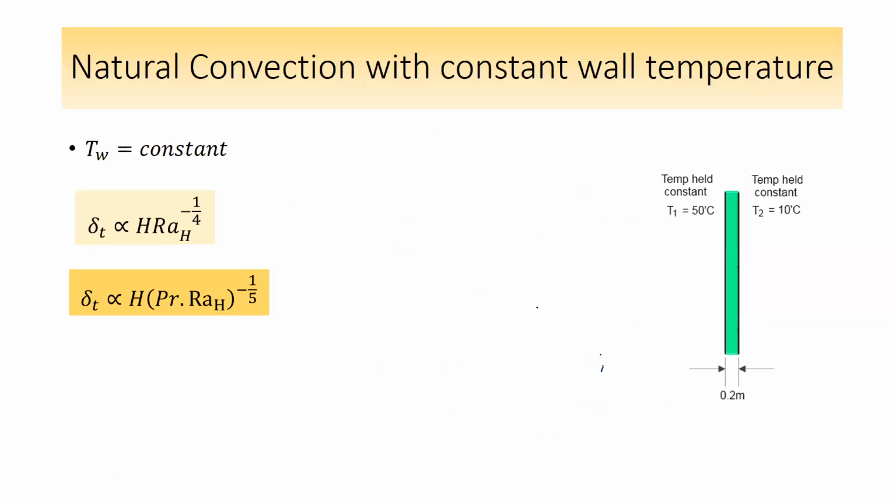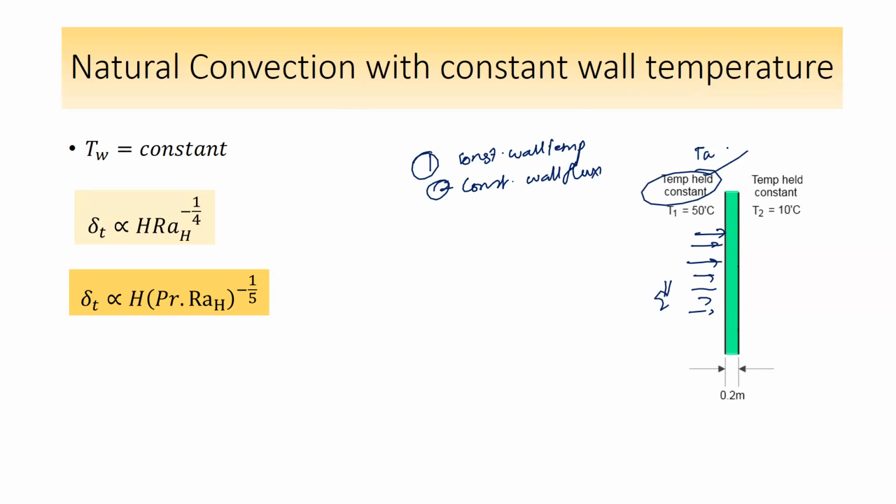Okay. So today our new topic that we'll be discussing is natural convection with constant wall temperature. There are basically two conditions. One is constant wall temperature. One is constant wall flux or heat flux. Heat will be supplied at a constant rate. That is constant heat flux. If the temperature is held constant, that is constant wall temperature.